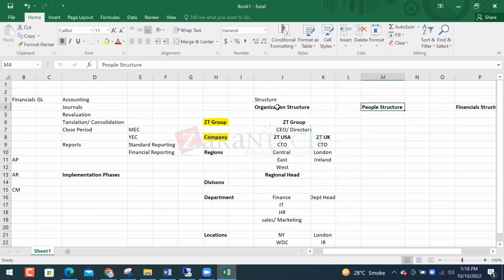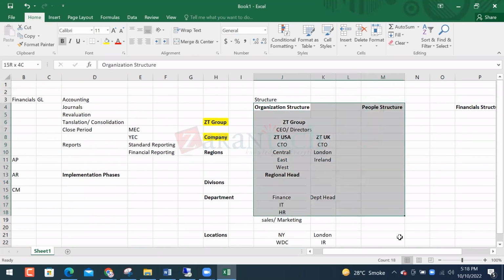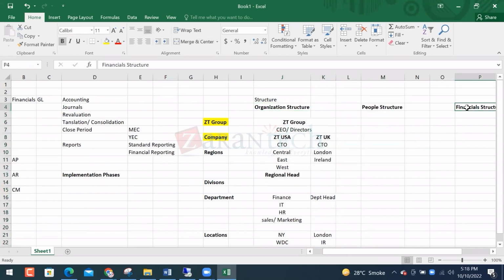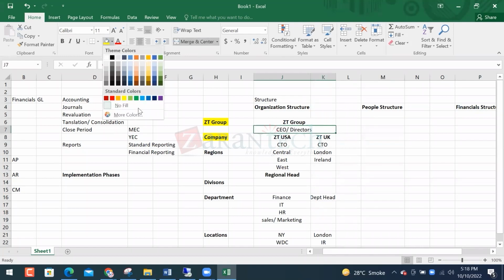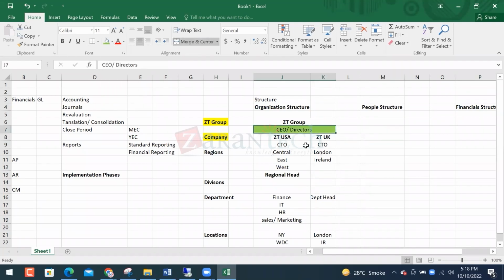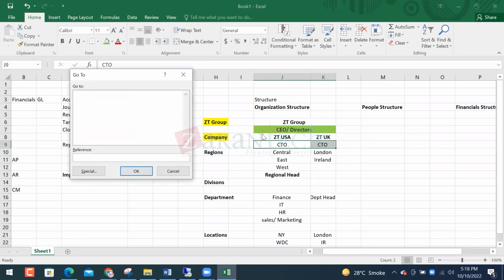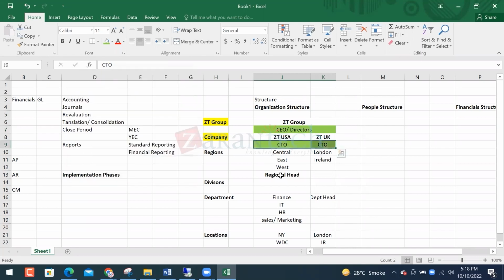If you implemented only the HR module, then these two structures are more than enough. But if you go beyond that to supply chain and financials, then you need to include the financial structure as well. So if I color differently, every area that we have, we have respective regional areas as well. Okay, so this is my structure.